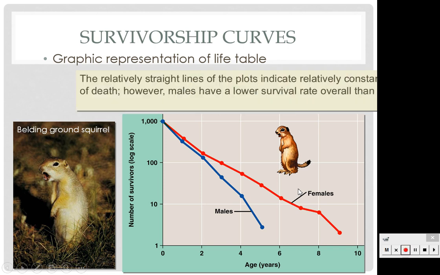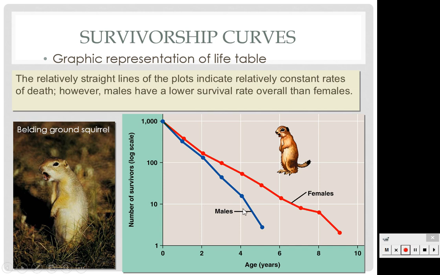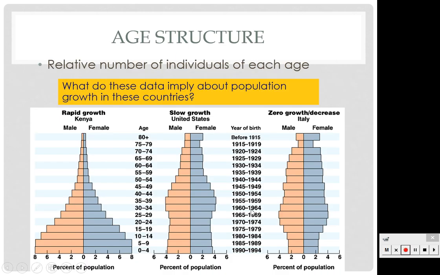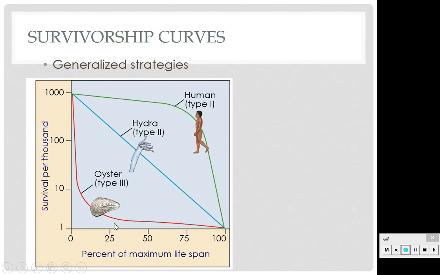Alright, survivorship curves. A survivorship curve is a graphic representation of a life table. The relatively straight line of the plots indicates relatively constant rates of death. However, males have a lower survival rate overall than females. Okay, relative number of individuals. What does this data imply about populations in these countries? It implies that certain areas have better growth. We talk about either top-heavy or bottom-heavy populations.